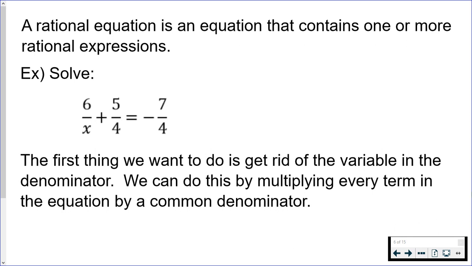So this is my first example of a rational equation. Hopefully you know what a rational expression is. It's a polynomial over another polynomial. So a rational equation is one where you're going to have to solve for the variable and it contains rational expressions. So this is one of the simpler ones that you could see.